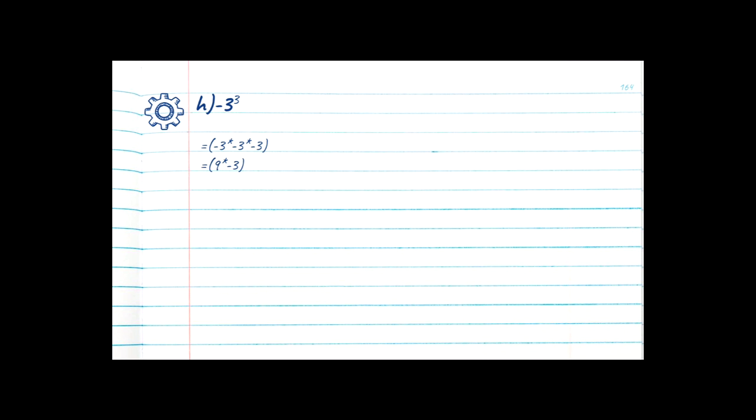9 times negative 3, so we have a positive times a negative, that's going to give us a negative, and then 9 times 3 is equal to 27, so our final answer is negative 27.